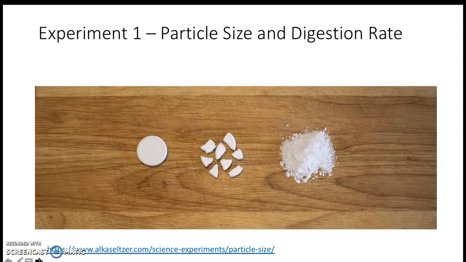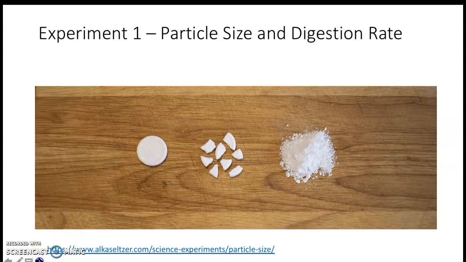The first experiment that you're going to be doing is designed to look at particle size and digestion rate. We're not going to be using an enzyme. We're actually going to have an Alka-Seltzer tablet stand in for our substrate here. So you'll have one Alka-Seltzer tablet. They're round. And what you're going to do is break it in half, and one half of that Alka-Seltzer tablet you're going to crush into a powder, and the other half you're going to leave in that kind of half moon shape.